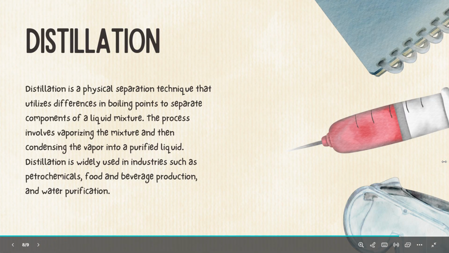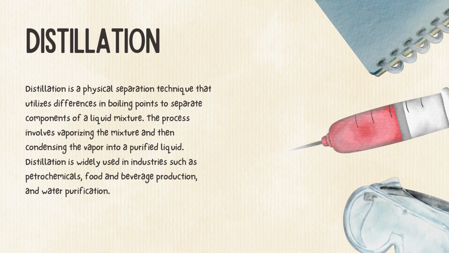The last one is distillation. Distillation is a physical separation technique that utilizes differences in boiling points to separate components of a liquid mixture. The process involves vaporizing the mixture and then condensing the vapor into a purified liquid. Distillation is widely used in industries such as petrochemical, food and beverage production, and water purification.